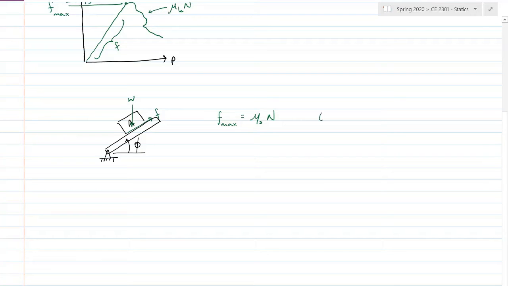And then that means that tangent phi is going to be F max over N, right? My normal force going this way. And F max is equal to mu s N, the N's cancel, which means that the tangent of phi is equal to mu s. Okay? So why did I write all this down?